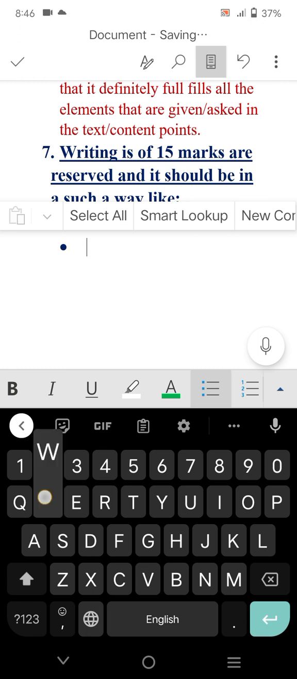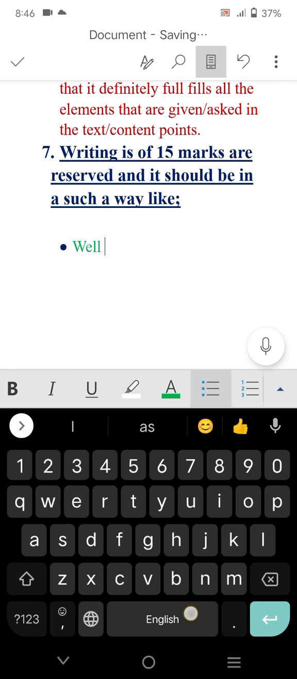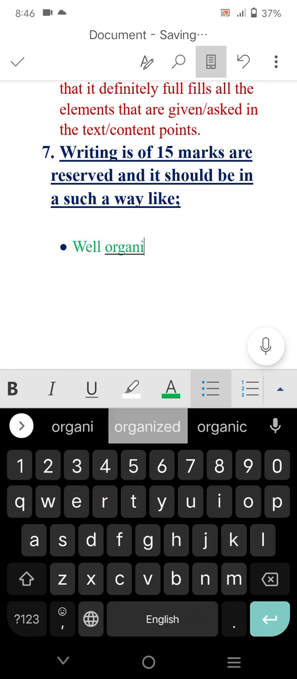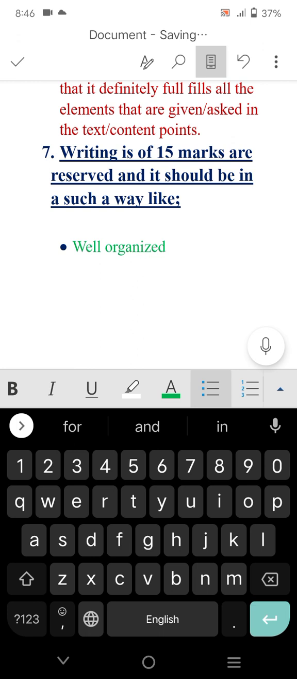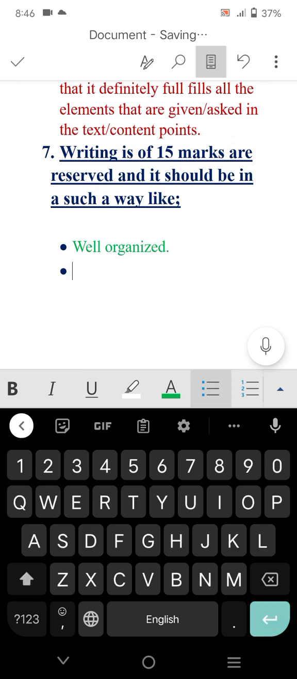First of all, it should be well organized, meaning it should be in a proper structural form. What is the format? The first one should be the heading, then the byline, then leave a line, then the introduction and content points. All the required format should be fulfilled, because if it is jumbled up, it will not be able to earn many good marks.